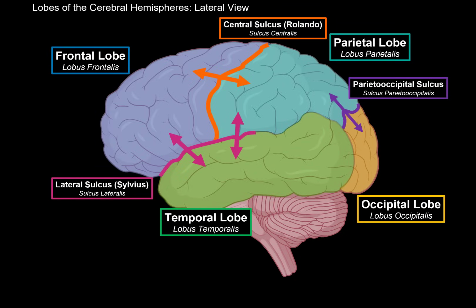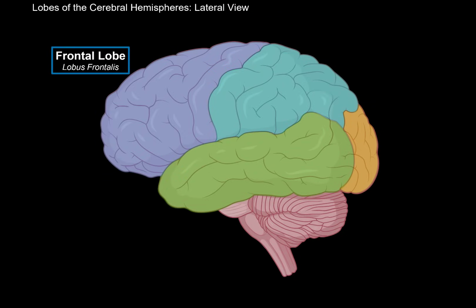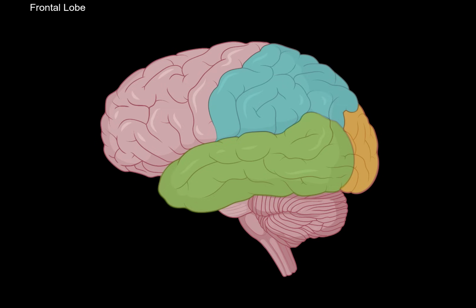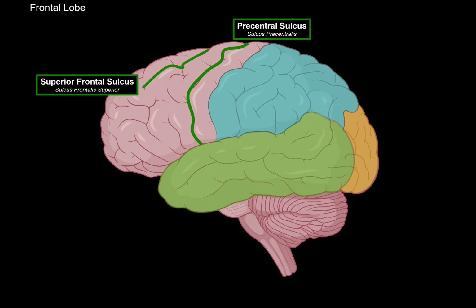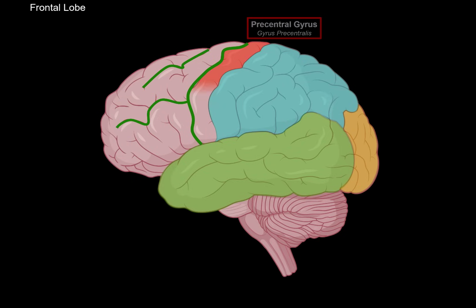Let's now cover all the gyri and sulci we will find on the frontal lobe. The frontal lobe has a precentral sulcus that runs parallel and in front of the central sulcus. Then there's the superior frontal sulcus and the inferior frontal sulcus. These sulci separate the brain into certain gyri. Gyri are bumps on the surface of the brain. So the first gyrus we have is the precentral gyrus that lies between the precentral and the central sulcus.